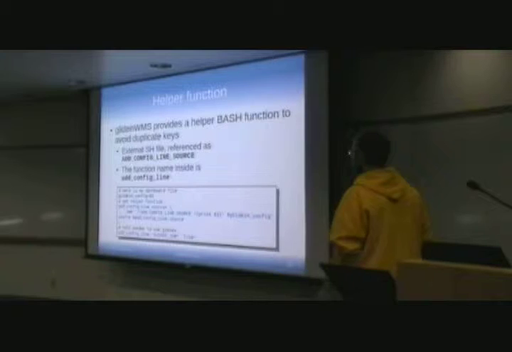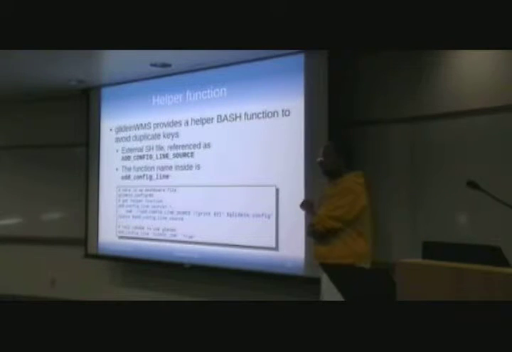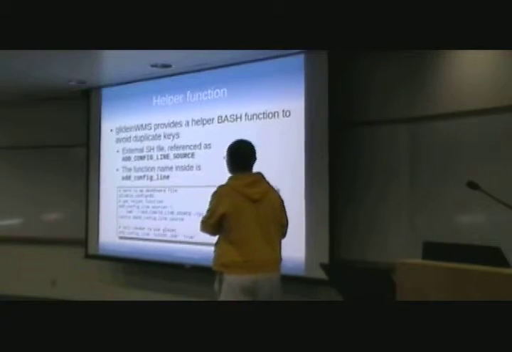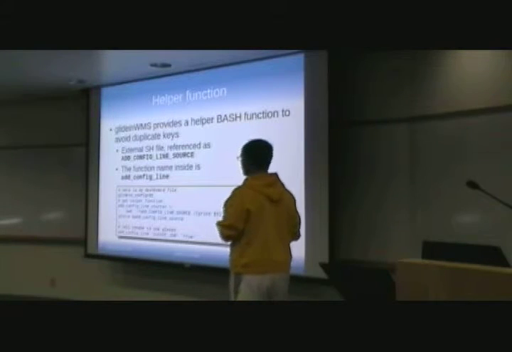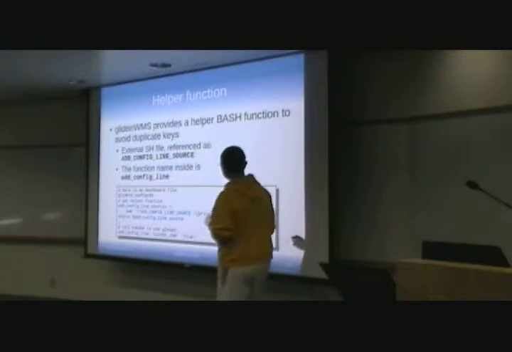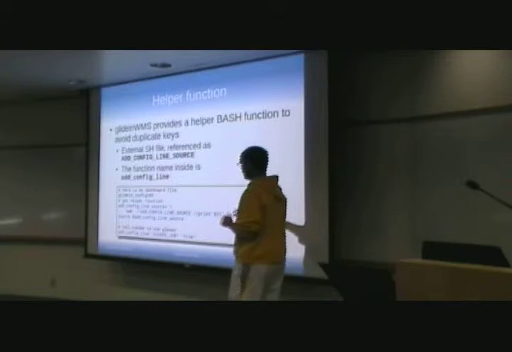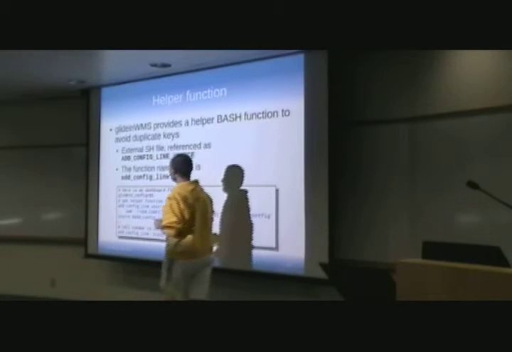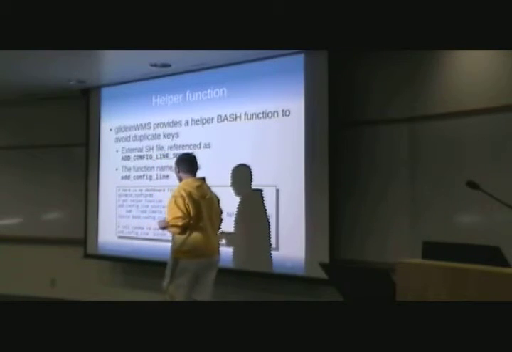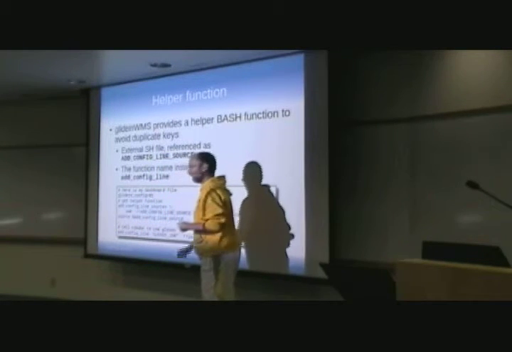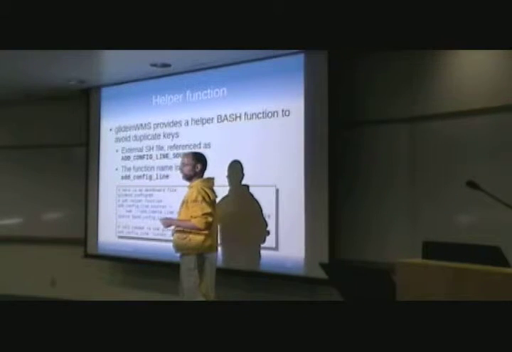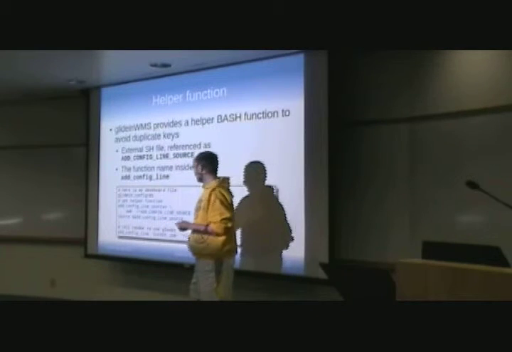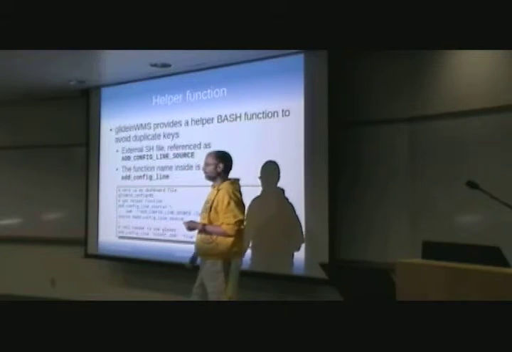So the glideinWMS actually provides you with some help, as long as you use bash. If you write your own binary, it's up to you to write it. But if you use bash, the glideinWMS actually provides a function called addConfigLine, where you pass the key and value, and it will actually strip out any old keys with this name and add a line that says, for example, your exact job true in this case.